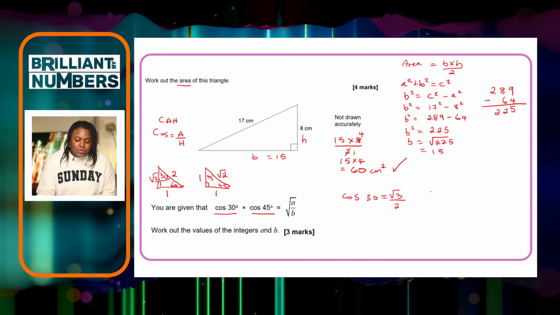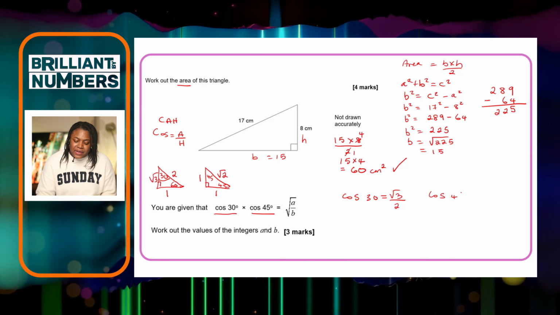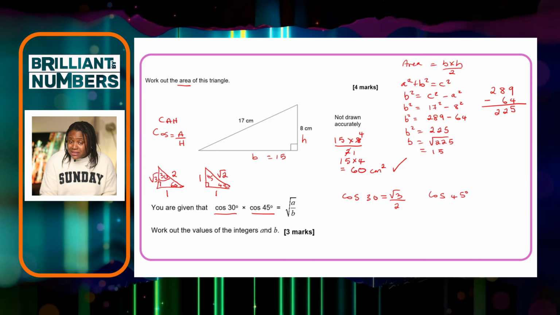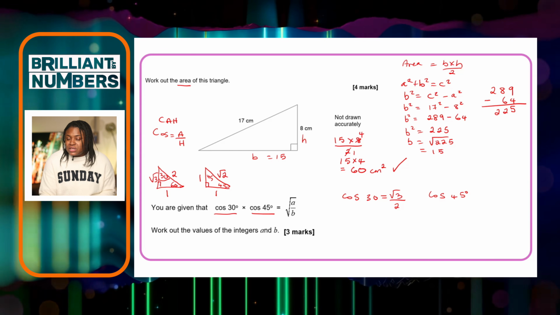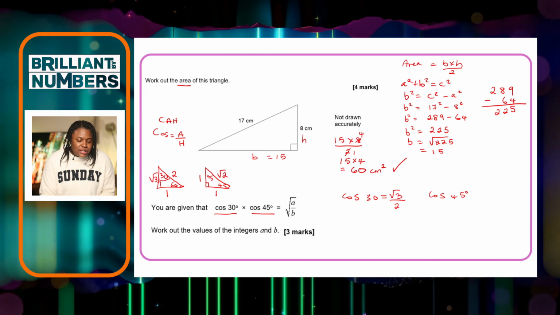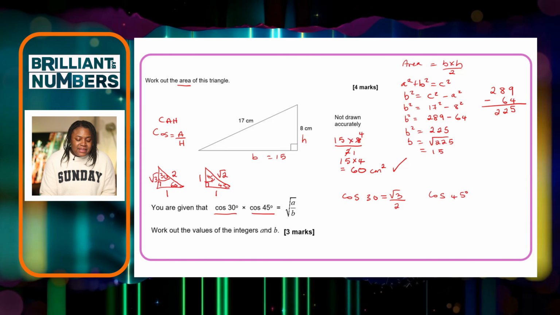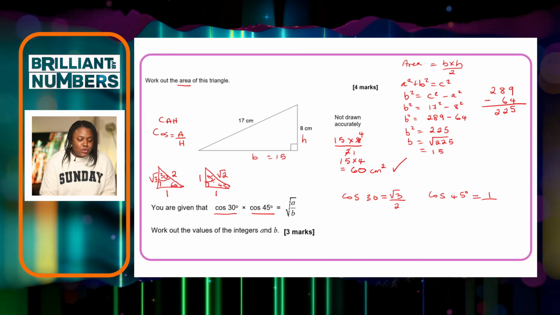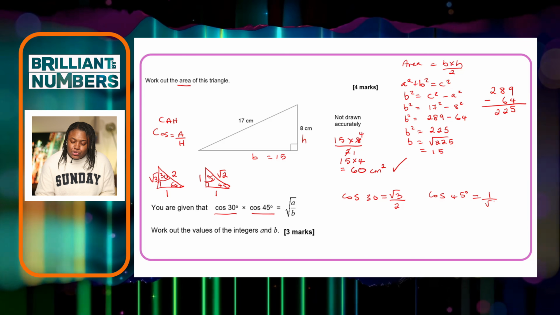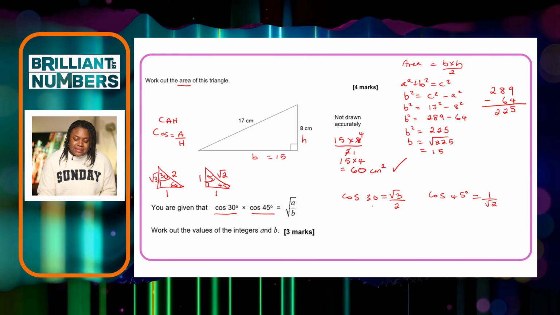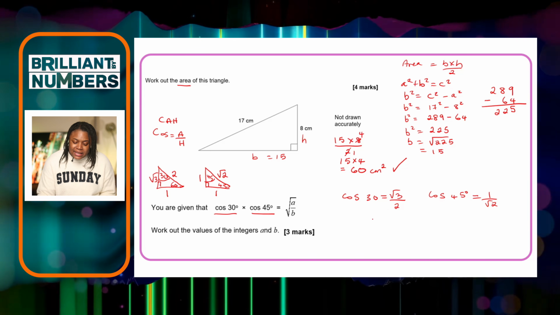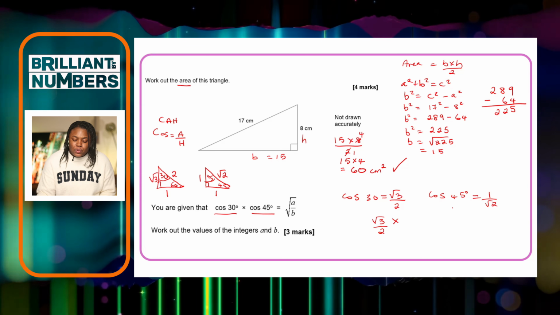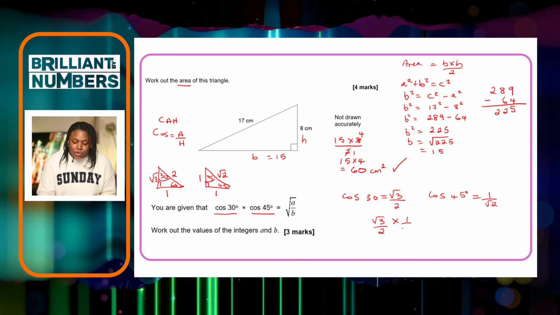Let's now write what cos 45 is. I need to use the triangle with the 45s. It doesn't matter which one of the 45s you use, the values will still be the same. I need the adjacent, which is 1, over the hypotenuse, which is root 2. So now I need to multiply them. So cos 30 is root 3 over 2 times cos 45, which is 1 over root 2.